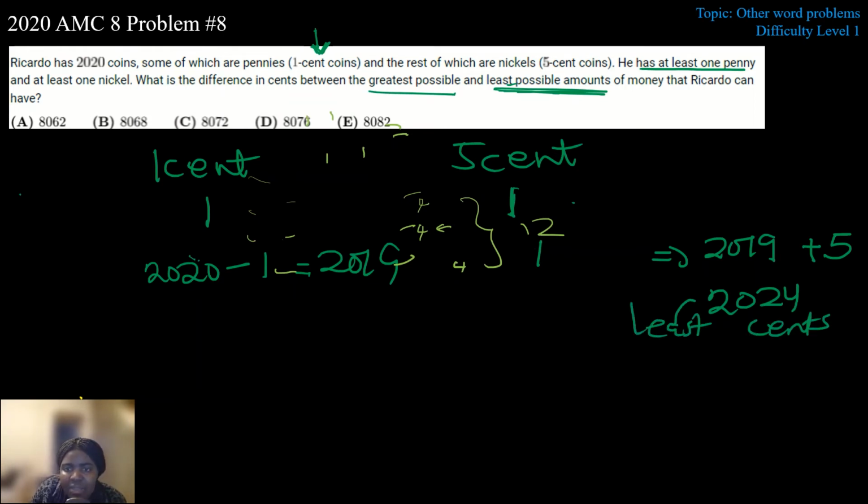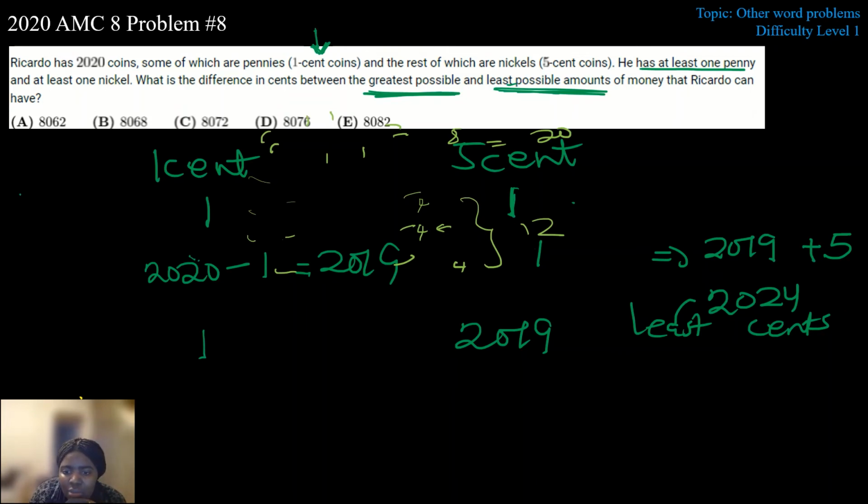All right, now you have to figure out the greatest. The greatest is going to be the flip. It's going to be the opposite of this. You're going to maximize your 5-cent coins. So it's going to be the same kind of scenario, where we have one 1-cent coin and we have 19 of the 5-cent coins. Together they give you 20 coins, and this is the greatest possibility you can have because you have to have at least one 1-cent coin.